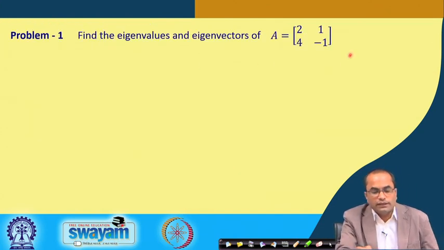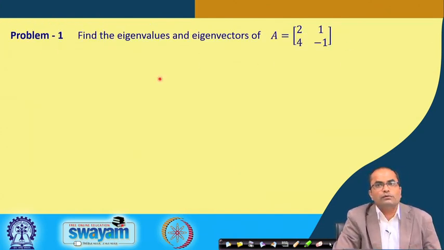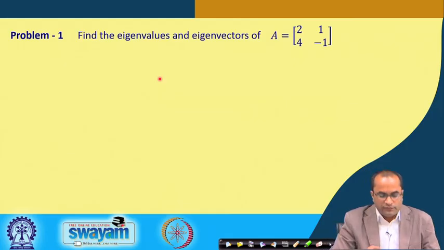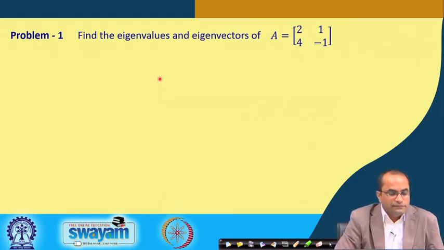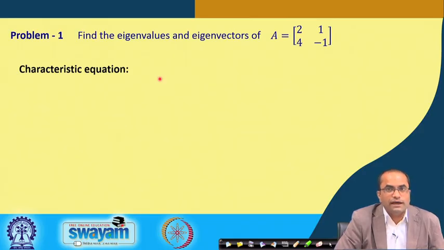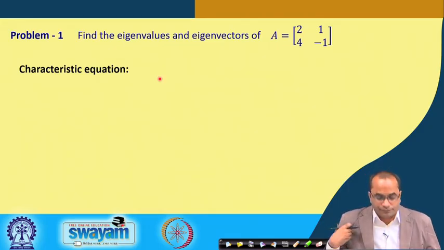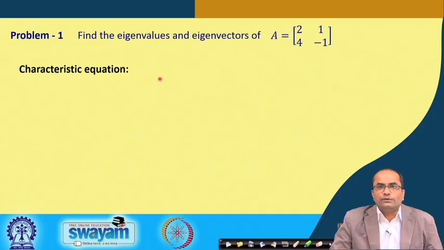Okay, so let us go through the problem. Problem number 1: find the eigenvalues and the eigenvectors of the matrix A equal to [2, 1; 4, -1]. It is a very simple example to start with the evaluation of eigenvalues and eigenvectors. First we have to write down the characteristic equation, and we always need to solve the characteristic equation to find the eigenvalues. Then for each eigenvalue we have to solve that system of equations, and in that way we will get the eigenvectors.